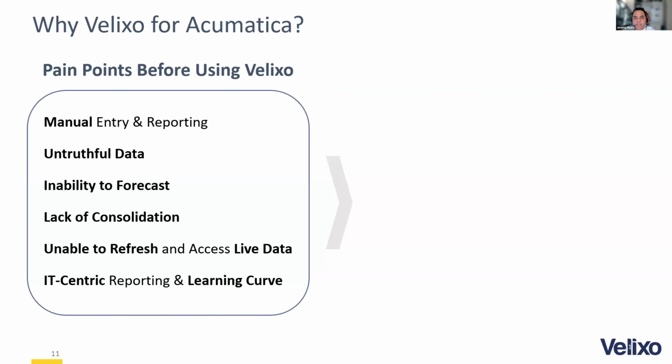The biggest thing to know and understand as well is we do want to eliminate a lot of that untruthful data. Again, that's solved with our API, where it has that nice connection between Acumatica and Velixo. From there, any type of consolidation that you want to handle, whether it's companies, divisions, departments, branches, anything under the sun, you're able to handle. You can do comparisons between actual and budgets, things of the sort. Everything is live and refreshable.